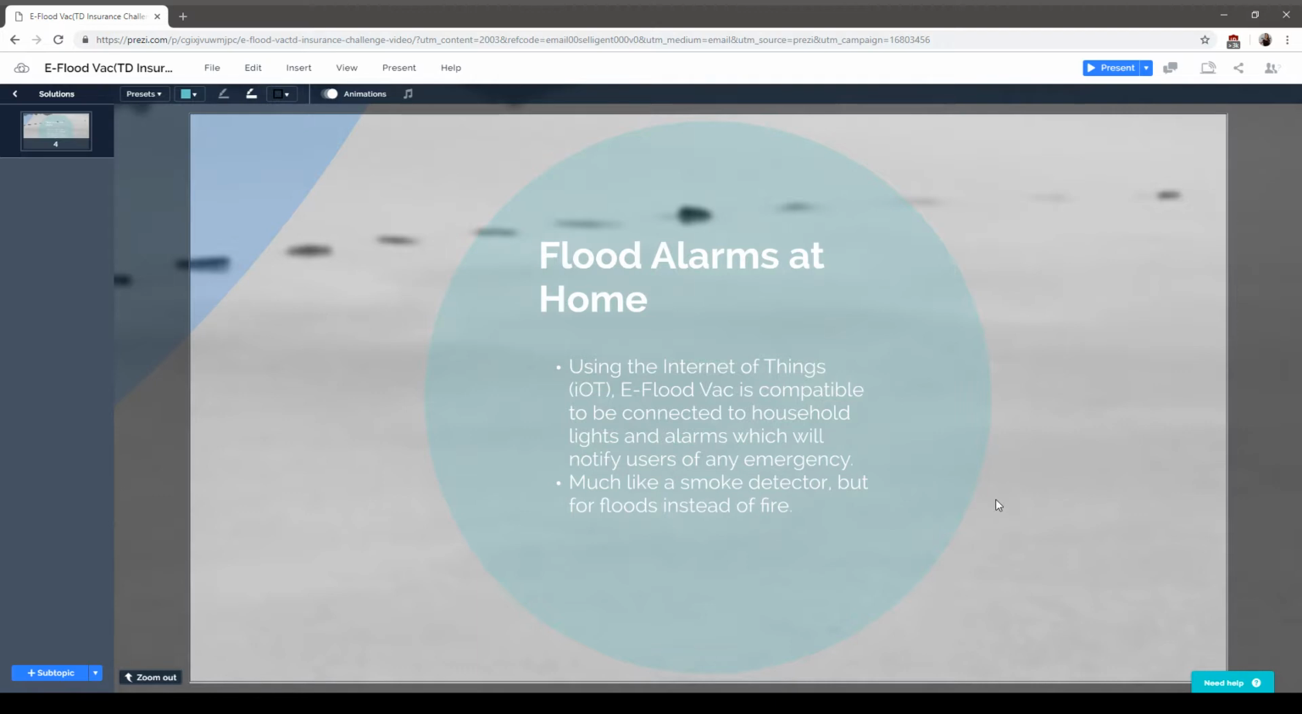Flood alarms at home. Using the Internet of Things, E-Flood Vac is compatible with household lights and alarms, which will notify users of any emergency, much like a smoke detector, but for floods instead of fire.